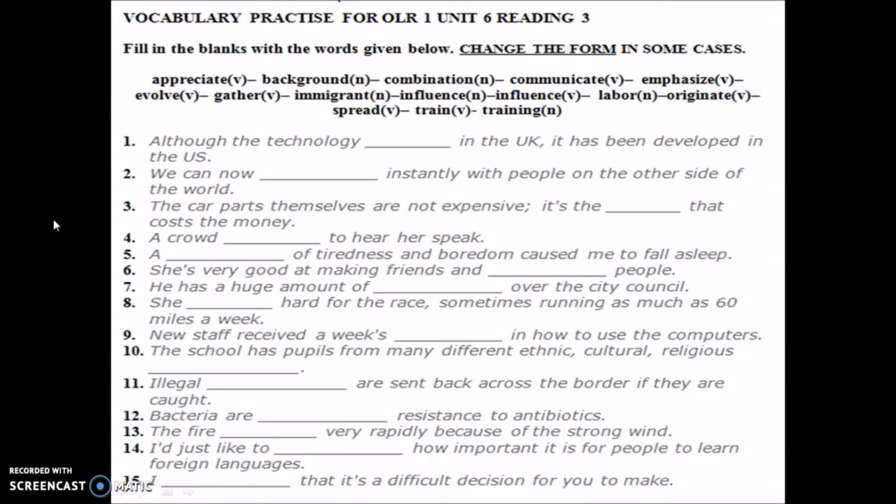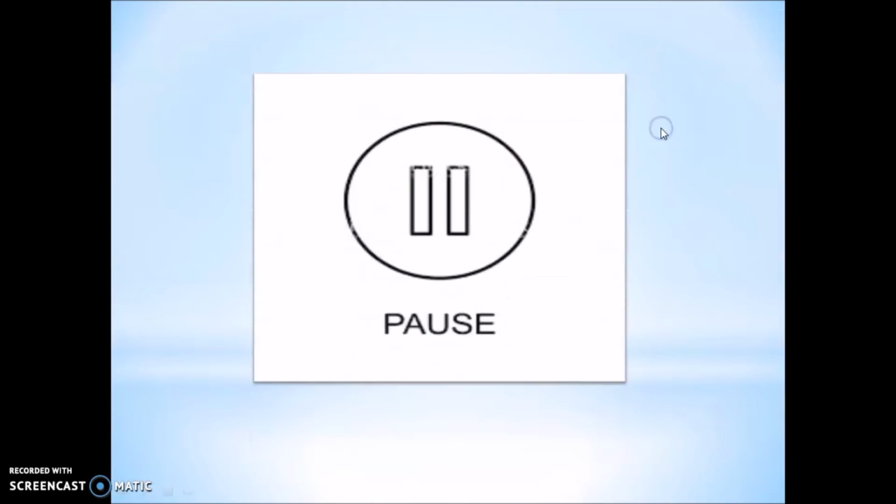Here is another vocabulary practice for you guys. You're going to fill in the blanks with the words given. Some of the words are verbs and some of the words are nouns, so please make sure that you use the correct form. Verbs can depend on the tense you're going to use, past, present, and so on. Training, for example, is a noun, so it can be in plural form, so please be careful. All right, please pause the video now.